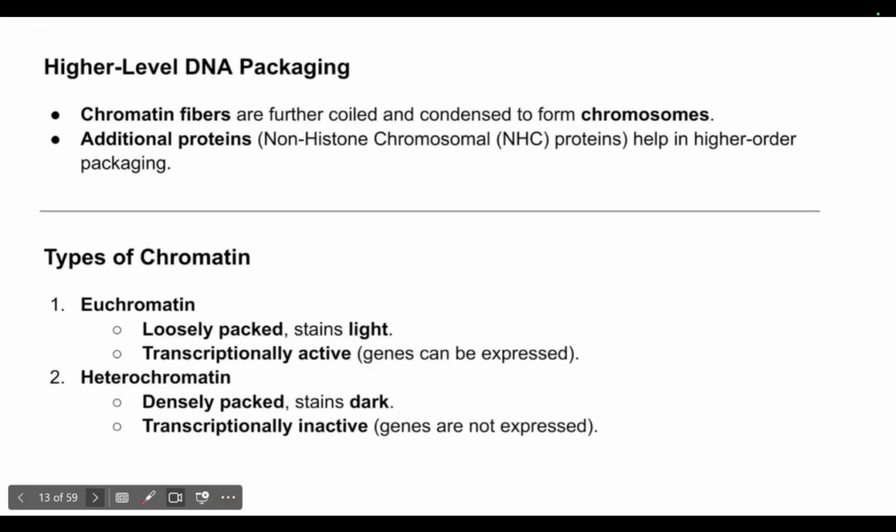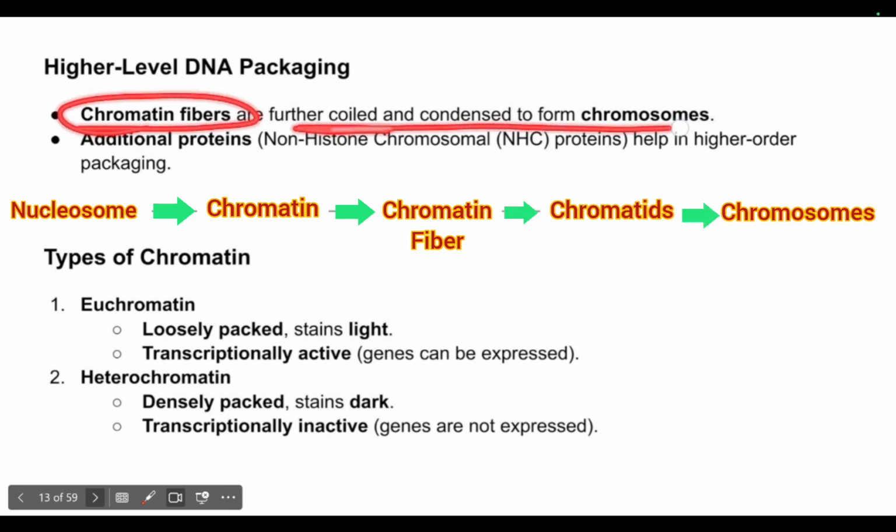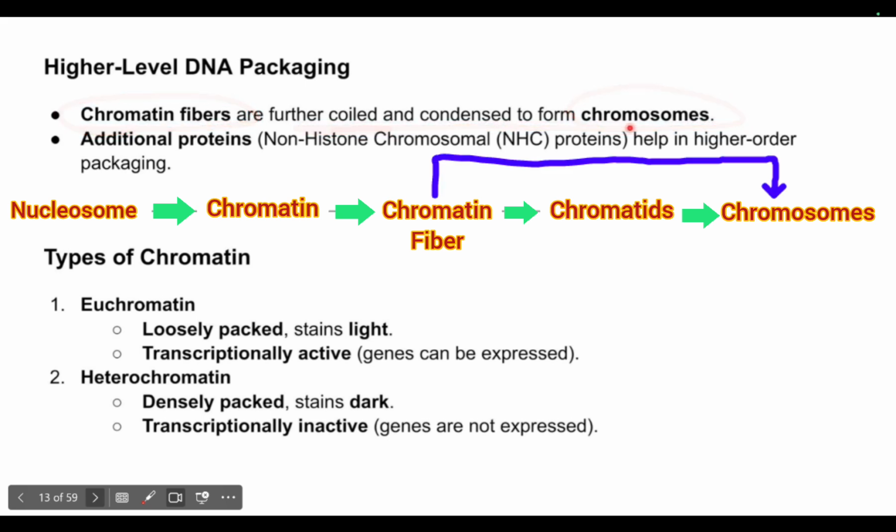Then coming to the packaging. If we continue with the packaging, till now what we have seen is that the DNA along with histone is packed into nucleosome. Nucleosome forms a beads on a string structure which is called chromatin. But this chromatin fiber also further coils and condenses to form chromosome. And this is called the higher level of DNA packaging.